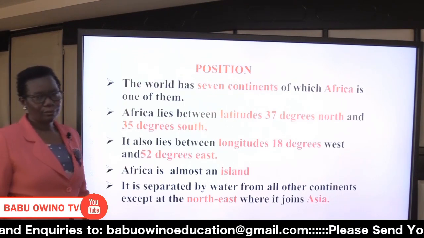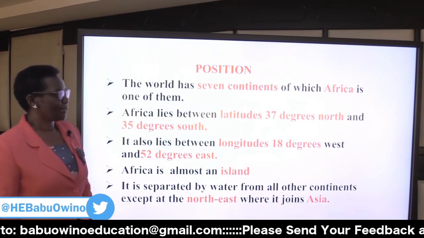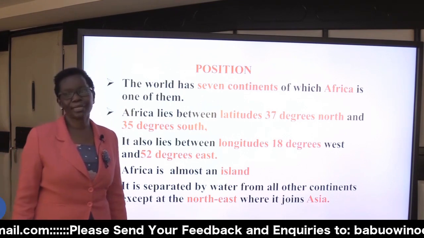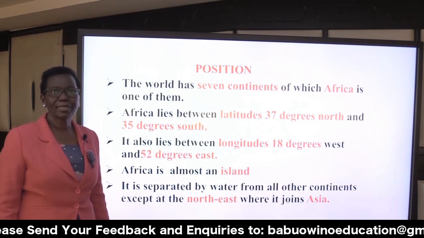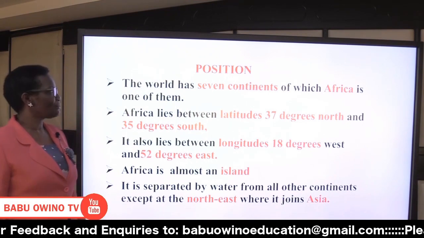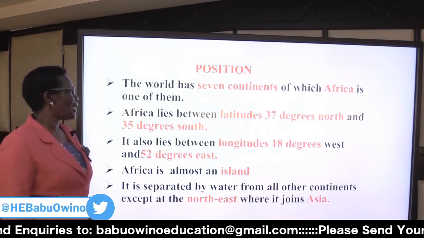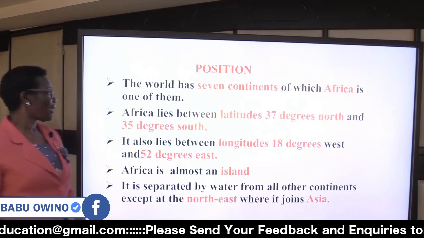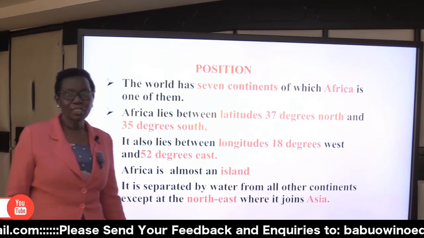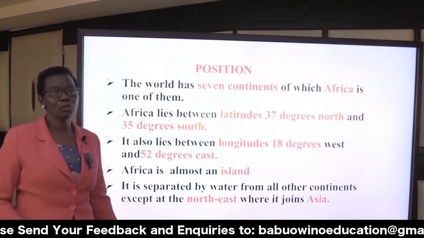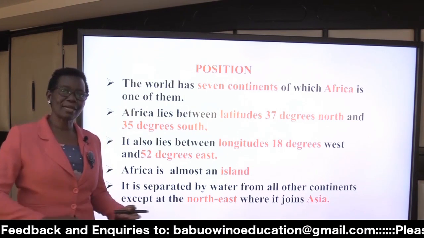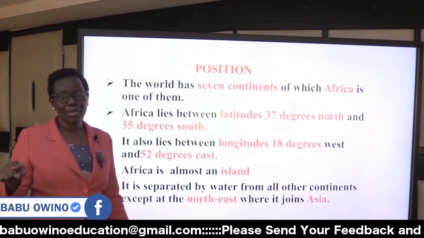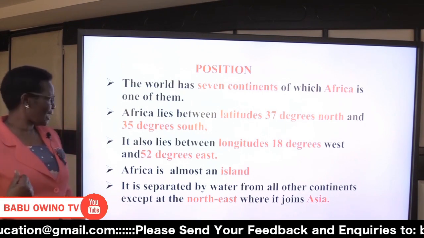Now let's look at the position. Position of Africa. We can describe Africa as one of the continents out of the seven continents in the world. Africa lies between latitudes 37 degrees north and 35 degrees south. Latitudes are normally named according to degrees north and degrees south. The equator normally is in the middle. The equator is zero, and you remember, you have already done it earlier.